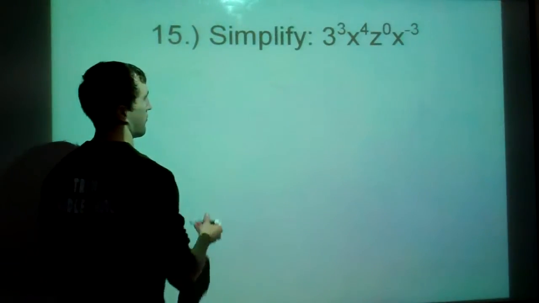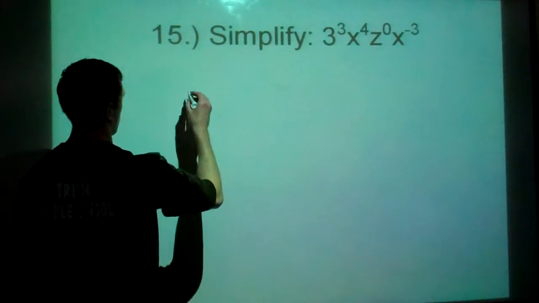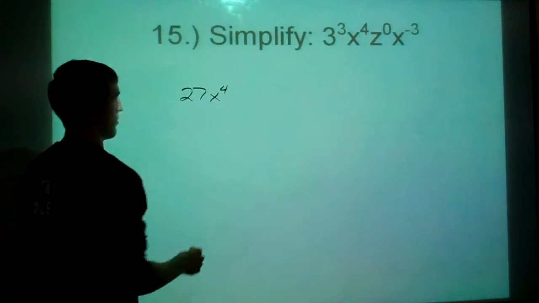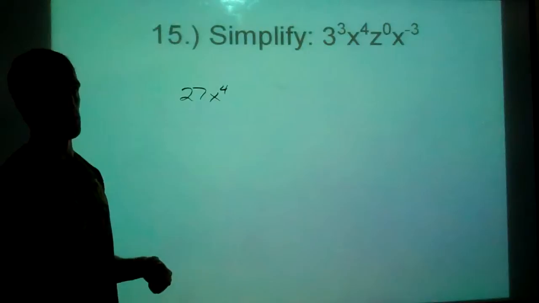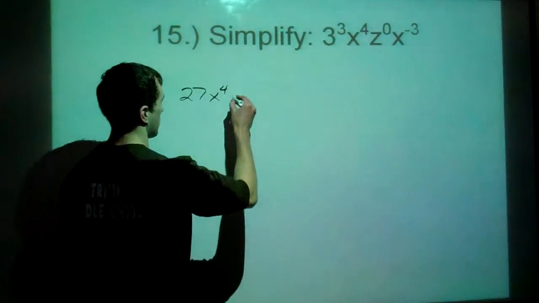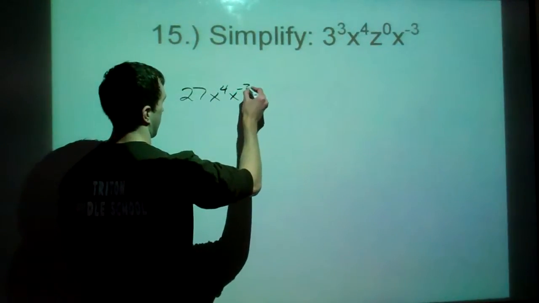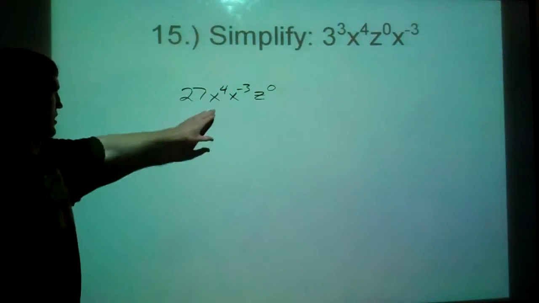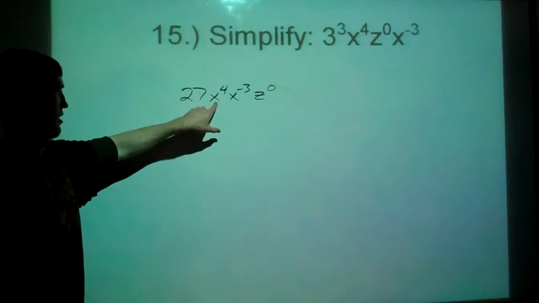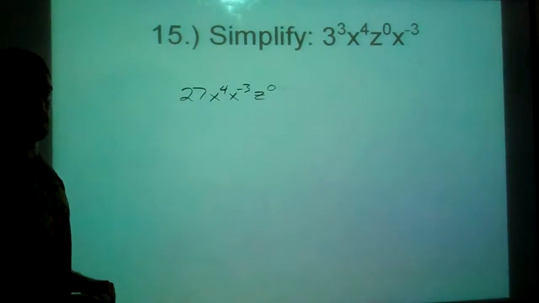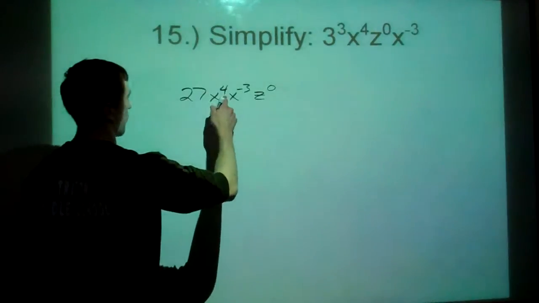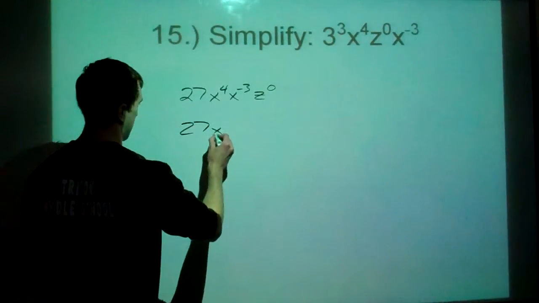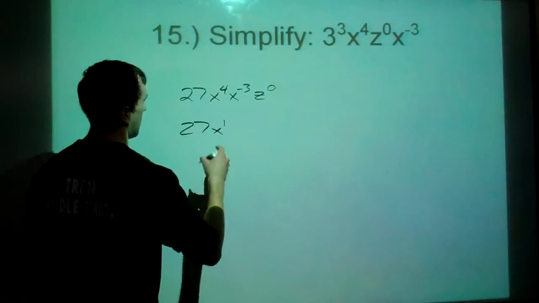3 to the third right off is 3 times 3 times 3, which is 27. And then we have x to the 4th. And everything's being multiplied, so I'm going to rearrange that multiplication: x to the negative 3, z to the 0. Since we are multiplying and we have the same base here, x and x, we can add those exponents when we multiply. So 4 plus negative 3 is just a 1. So you have 27, x to the first.